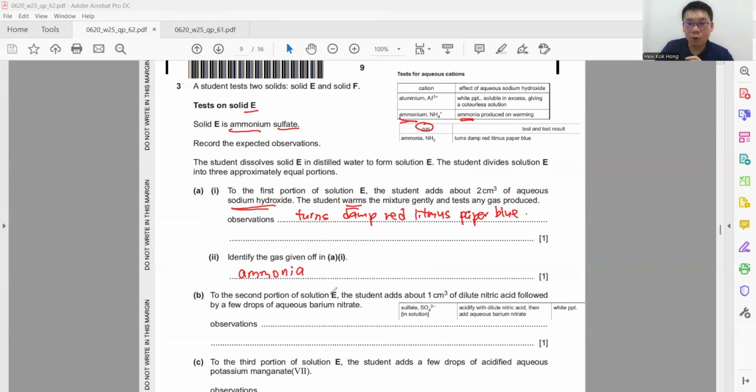B. To the second portion of E, the student adds 1 cm³ of dilute nitric acid, followed by a few drops of barium nitrate. So barium nitrate is to test the sulfate. So what is the observation? A white precipitate forms.